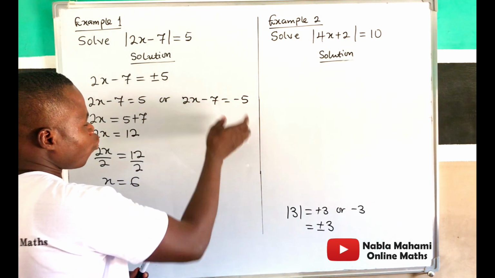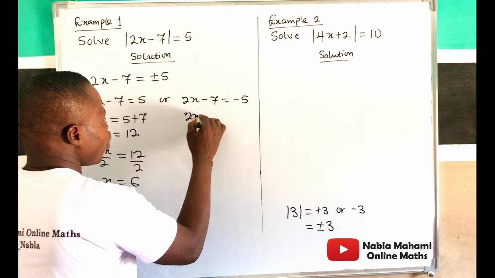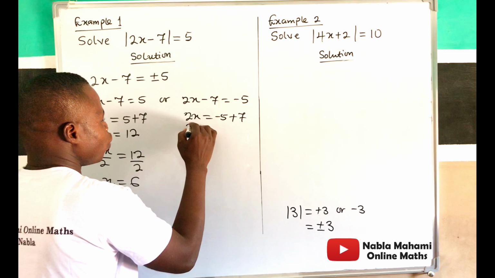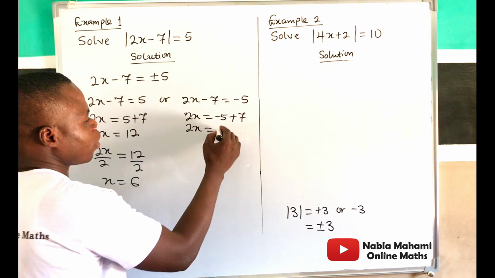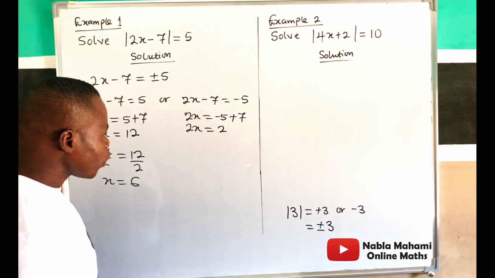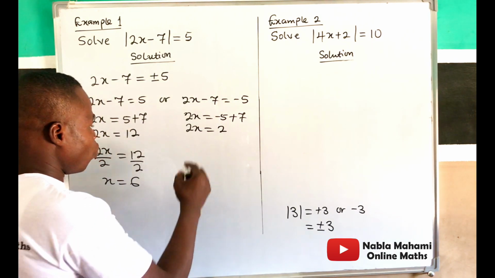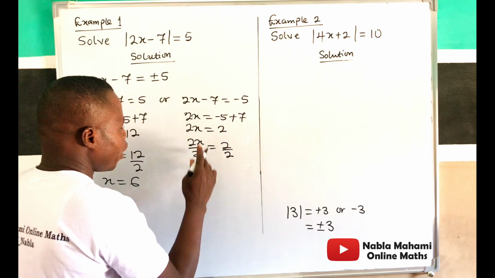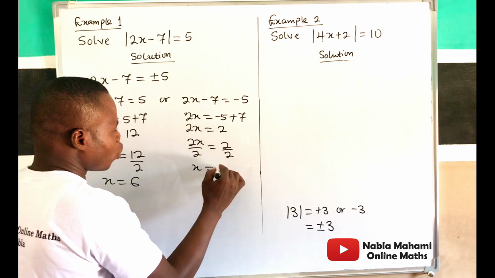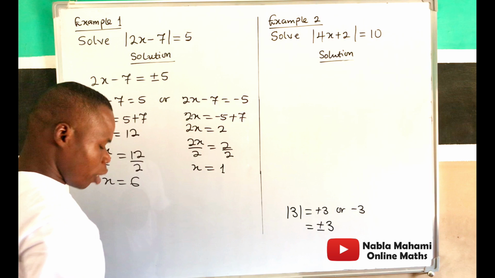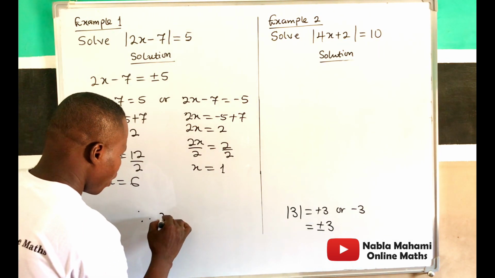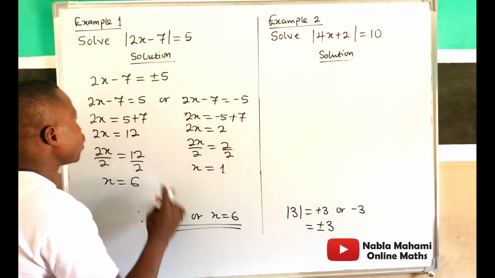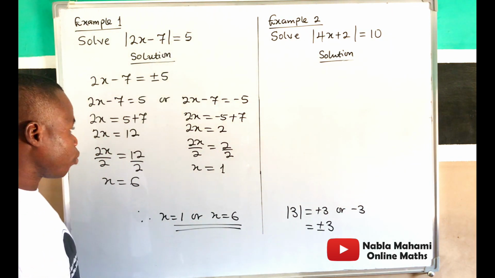Solving this part 2, I have to gather like terms. Then I have 2x is equal to minus 5. When minus 7 goes there, it will be plus 7. Then 2x is equal to minus 5 plus 7, which is positive 2. I have to divide both sides by the coefficient of x, which is 2. Meaning 2x over 2 is equal to 2 over 2, and this 2 will take away this 2. x will be equal to 2 over 2, which is 1. We can conclude by saying that, therefore, x is equal to 1 or x is equal to 6. So these are the answers for this absolute equation.